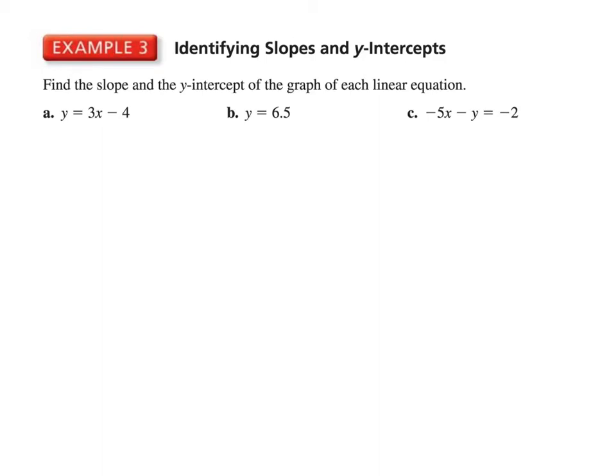Okay, identify the slopes and y-intercepts. To identify the slope and y-intercept, you want to convert each equation into slope-intercept form, y equals mx plus b. All right, once it's in this form, it's very easy to identify the slope, which is m, and the y-intercept, which is b.